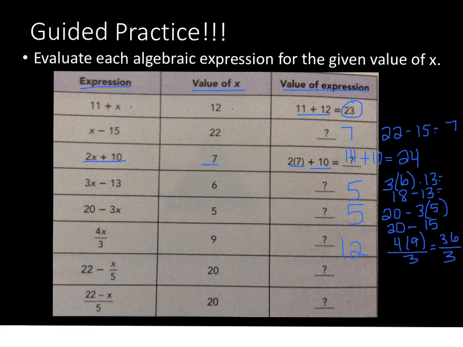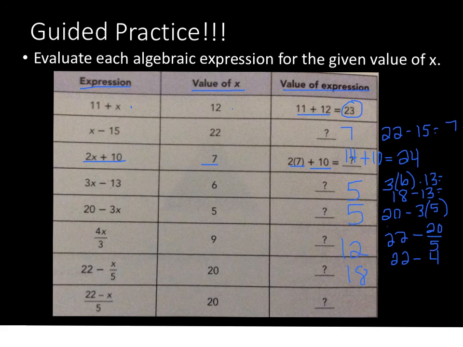All right, so I'm going to look at this next one. I have 22 minus, I'm going to erase some stuff. I have 22 minus x divided by 5, and they said x is equal to 20. So that's 22 minus 20 divided by 5. I have to do my division first. So 20 divided by 5 is 4. So 22 minus 4 gives me 18.